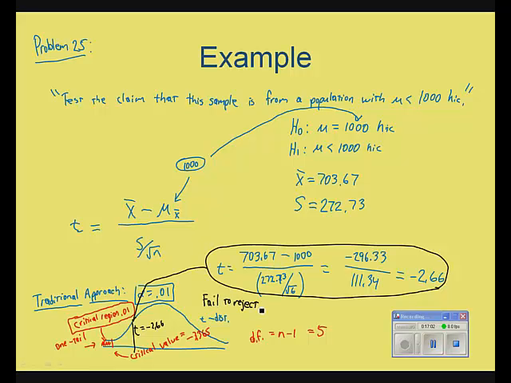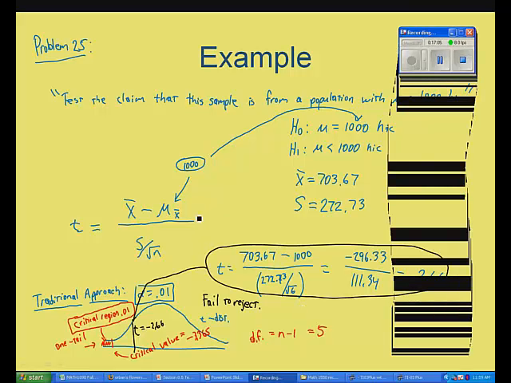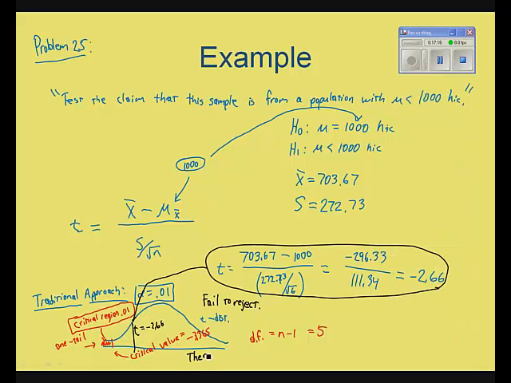So the last step I'm going to do, which is people have been telling me, look, I'm having trouble saying the English. So how do I write down that I fail to reject? I would say this. There is not, oh, you guys are learning, sufficient evidence. So on the test you can't just write fail to reject. Well, you can, but you won't get full credit.